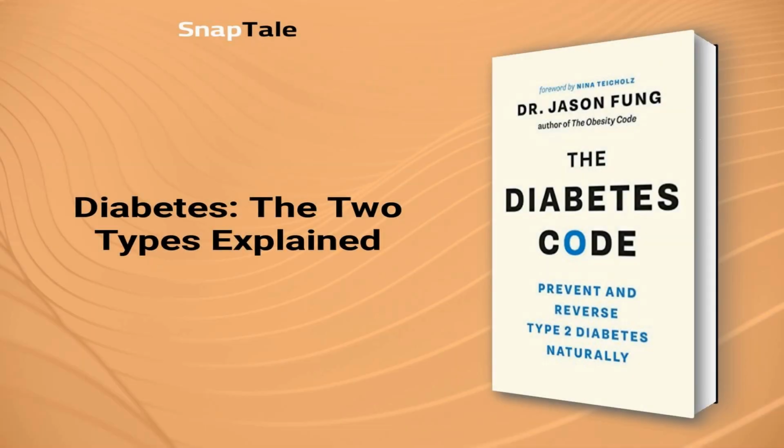Diabetes, the two types explained. The prevalence of diabetes, especially type 2 diabetes, is increasing rapidly across the globe. Diabetes is a condition related to high blood sugar and is characterized by various symptoms, including thirst and frequent urination. There are 4 basic types of diabetes, with type 1 being an autoimmune disease that attacks insulin-producing cells and type 2 being caused by insulin resistance due to a sugar-rich diet.